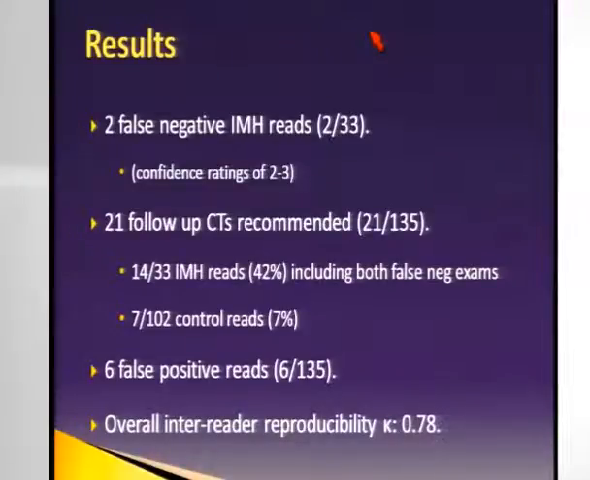There were 21 follow-up CTs that were recommended, so about a sixth of the cases. About half of the intramural hematoma reads had a non-contrast CT requested, so a high proportion, and a few of the control reads. And overall, we also had 6 false positive intramural hematoma reads. And our inter-reader reproducibility was good at about 0.8.